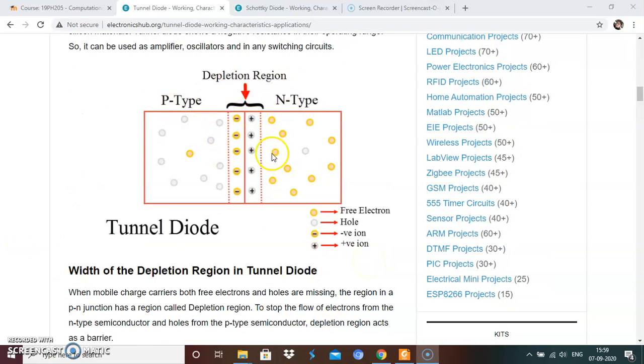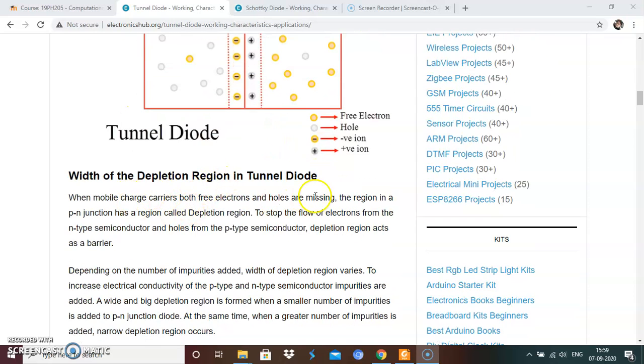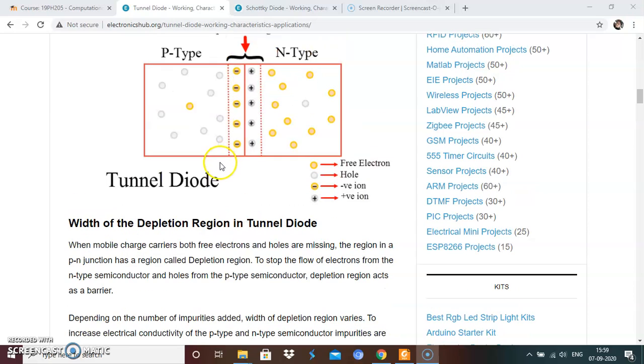This is a heavily doped PN junction diode. Here we are discussing the width of the depletion region in the tunnel diode. We know that the depletion region means there are no mobile carriers, no movable electrons or holes in this region. Moreover, the flow of electrons from the n-type region to the p-type region and the flow of holes from the p-type region are blocked by this depletion region. It consists of immobile charge carriers, so the depletion region acts as a barrier.